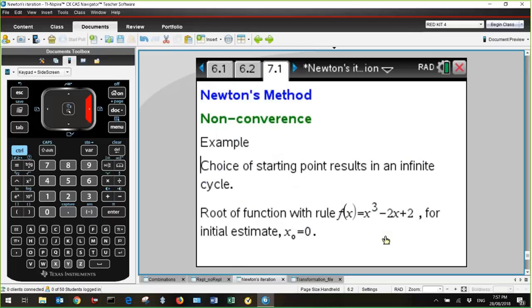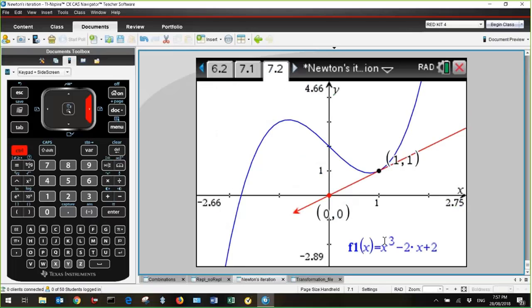So you can end up at a point where it just keeps going round and round in circles, and you just can't get a solution.